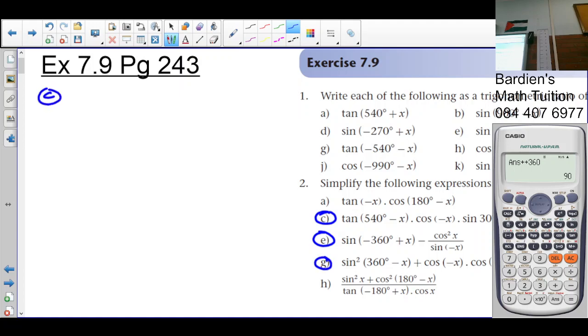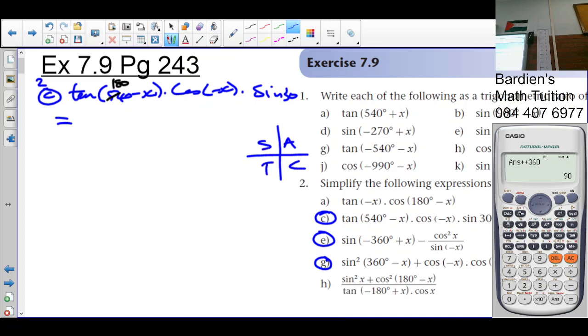Let's go to 2C. You got tan(540 minus x) times cos(minus x) times sine of 30. So 540, I subtract 360 from it, I get 180, not so? Yes. So that's the same as 180 minus x. Which quadrant is that in? Second. Is that positive or negative? So it's negative tan x times... Now this angle is negative. So what do I do? Add 360. So it now becomes 360 minus x.